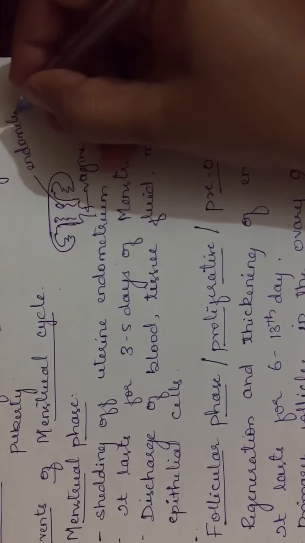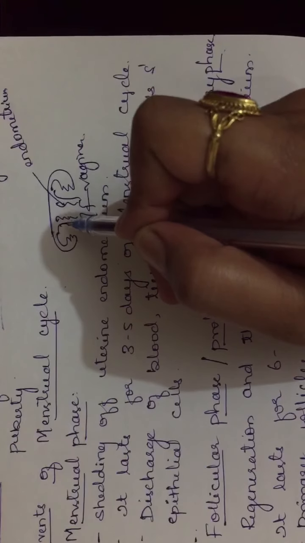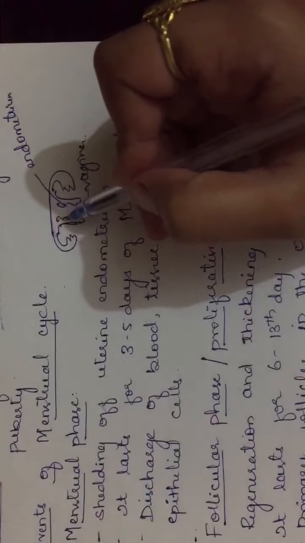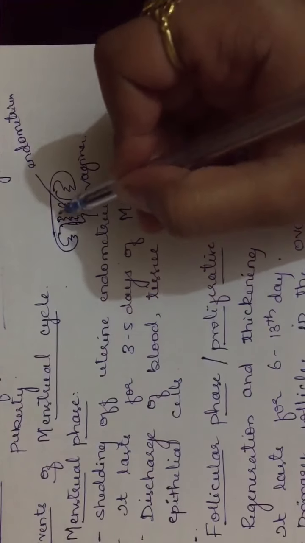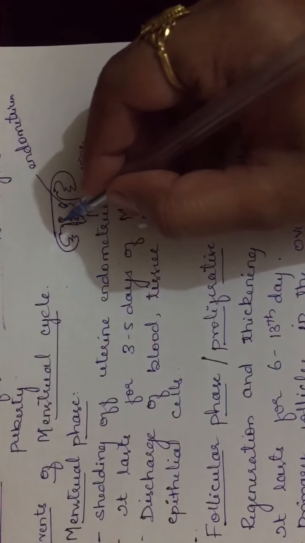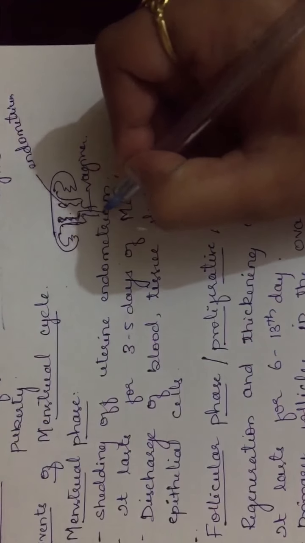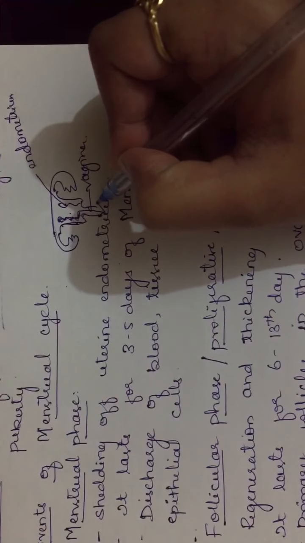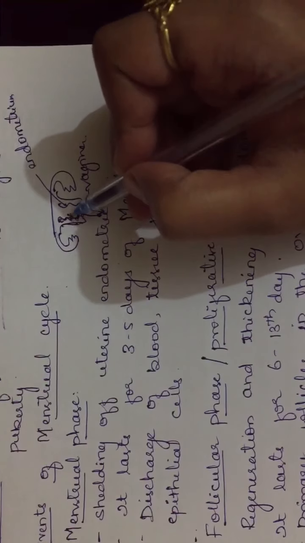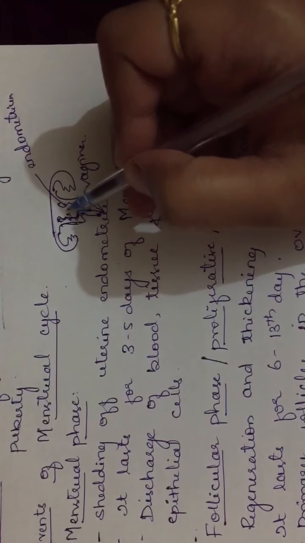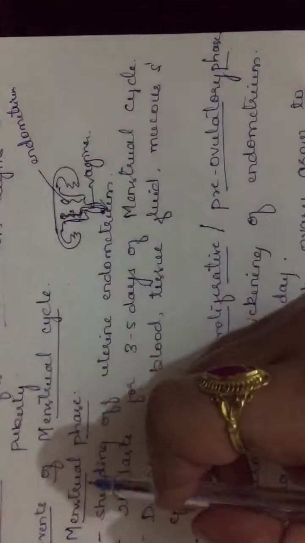This endometrium is made up of tissue and also consists of some blood vessels. During the menstrual flow or menstrual phase, this endometrium will break down, and whatever content is present in the endometrium will be released out through the vagina. What is the endometrium made up of? It is made up of tissue and blood vessels. So this tissue and the blood vessels will be released out through the vagina in the menstrual phase.